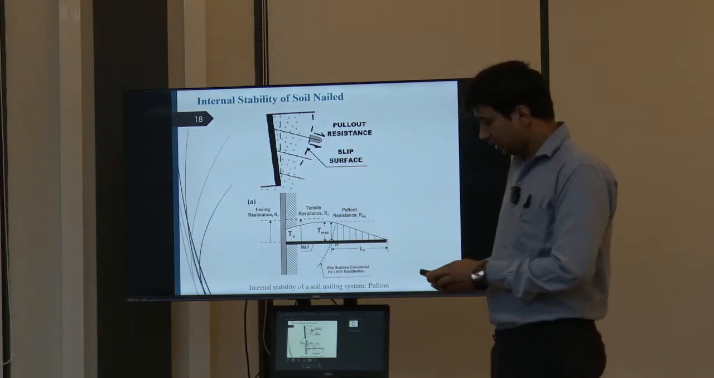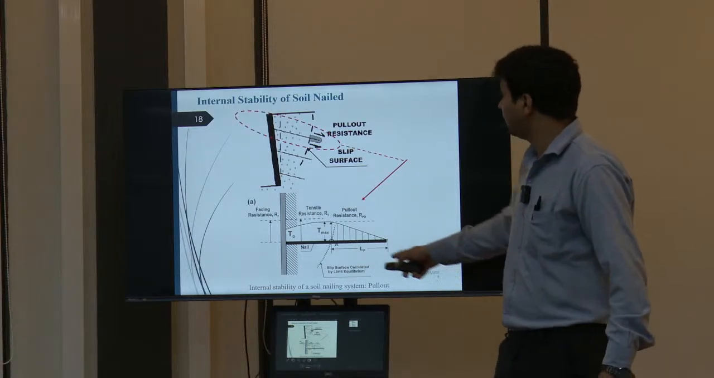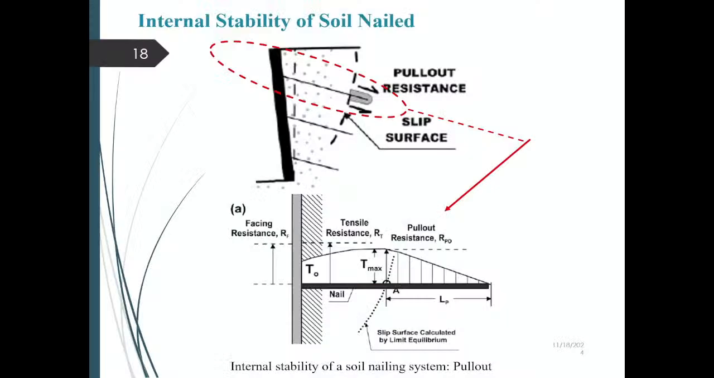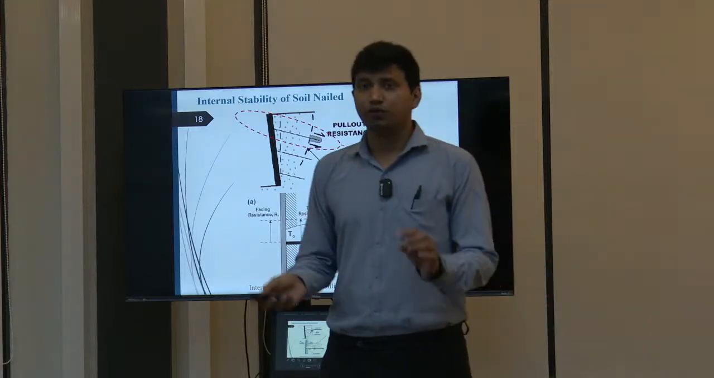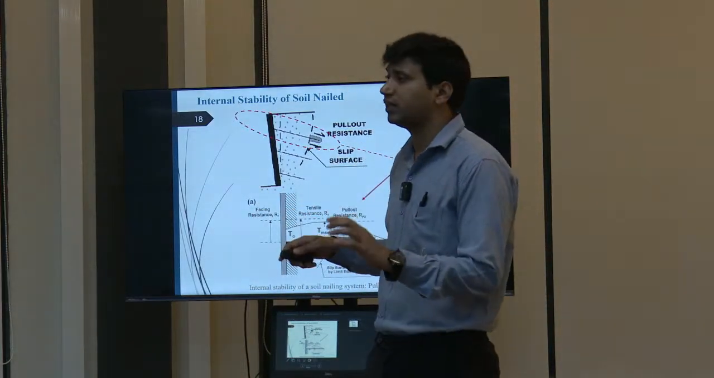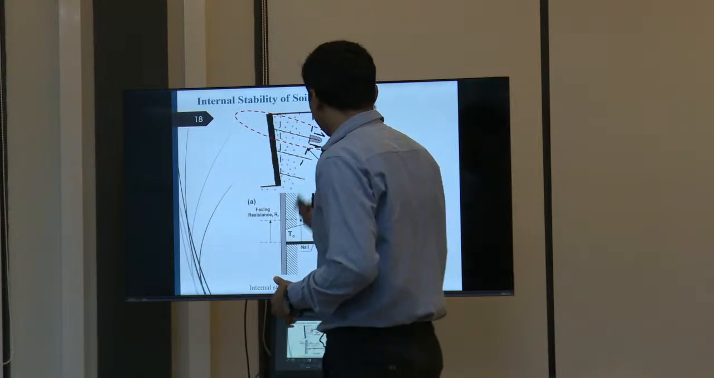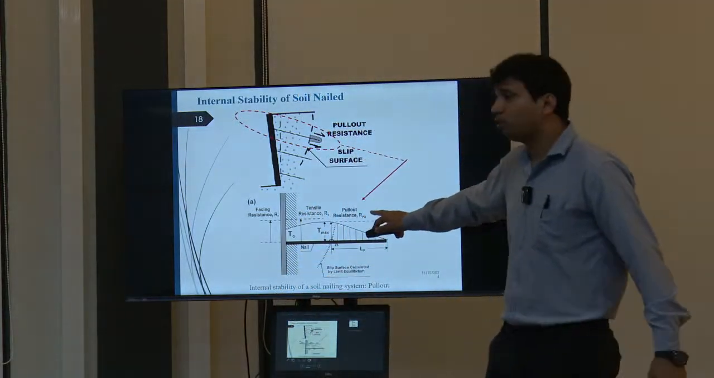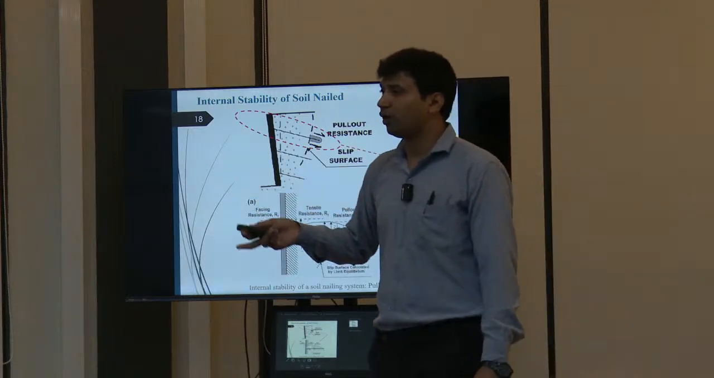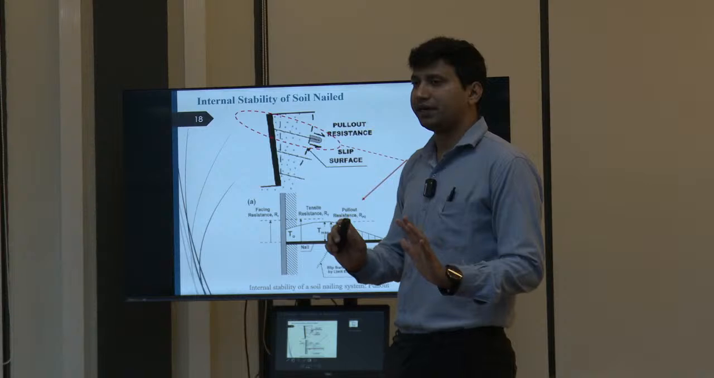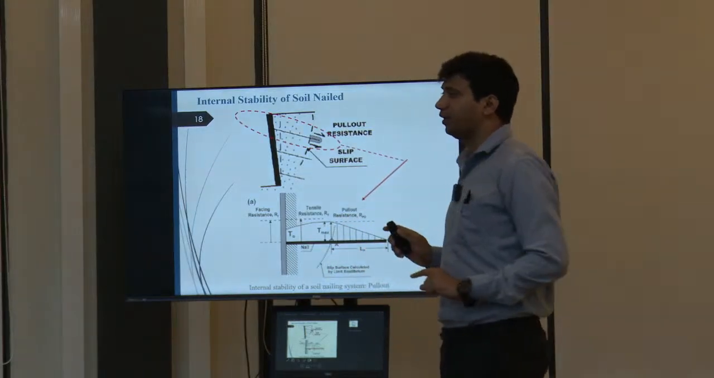If we use better material, for example, for facing I am using steel, and similarly for the nail I am using better quality steel, we can improve the facing resistance and the tensile resistance. We can control these resistances easily by improving the material quality. However, if the nail is poor in pull out but you are using better material, your structure will still fail.